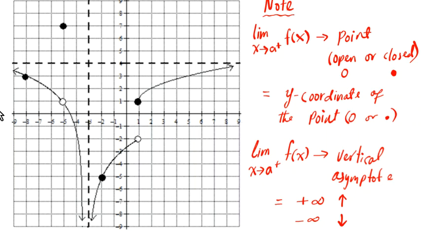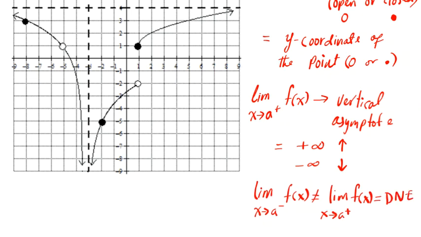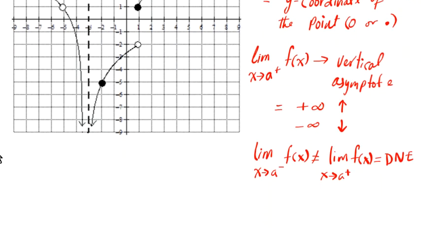Okay? And then the last thing that you want to keep in mind is the value of a double-sided limit if the left and right hand limits are different. So if the limit as x approaches a from the left is not equal to the limit as x approaches a from the right, then in this case the double-sided limit as x approaches a does not exist, because you're not approaching the same exact value.